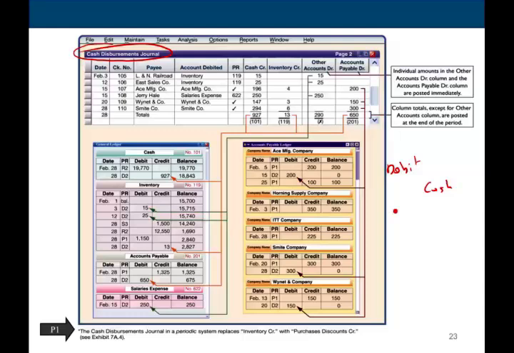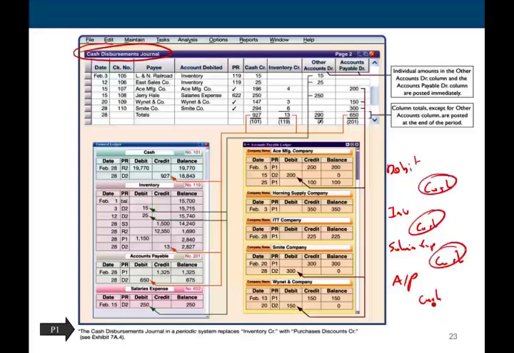Well, you buy inventory with cash, so you debit inventory, credit cash. You pay your salaries, you pay your employees with cash, you debit salaries expense, you credit cash. You pay your suppliers, and there are so many other reasons why you would pay cash. You'll pay your accounts payable, debit accounts payable, credit cash. So notice all these entries involve a credit to cash.